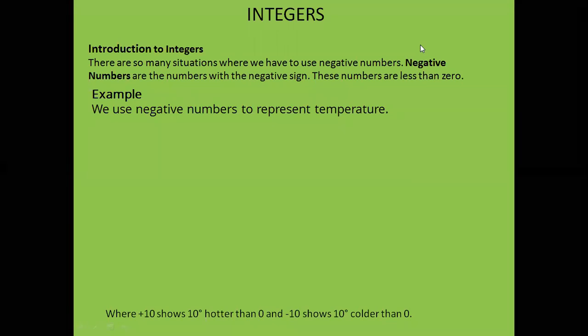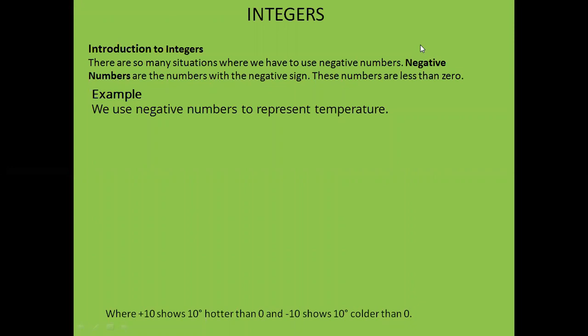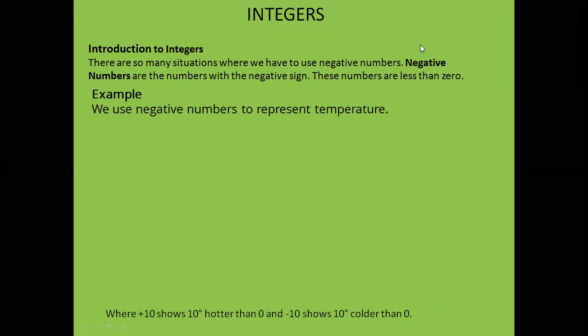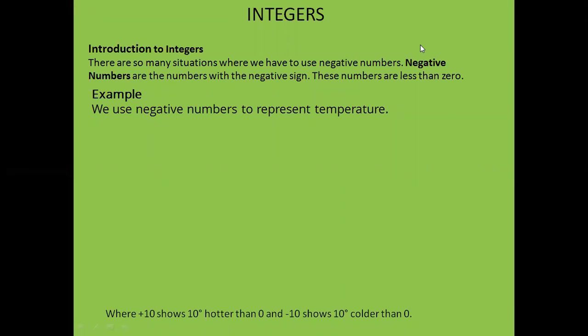Introduction to integers. There are so many situations where we have to use negative numbers. Negative numbers are the numbers with the negative sign, and these numbers are less than 0. For example, we use negative numbers to represent temperature.